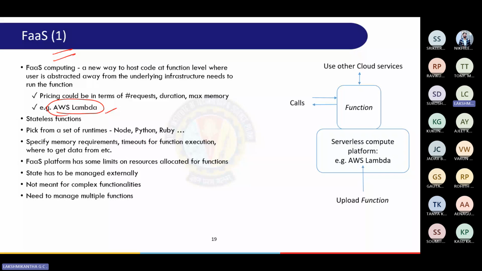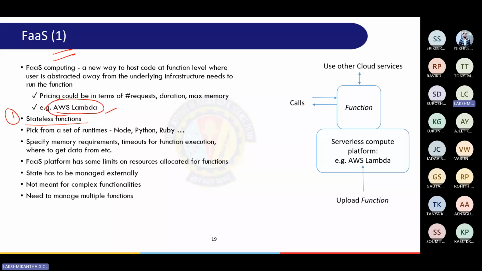Then what are the key characteristics of this? The very first key characteristic is stateless. I think everyone will agree with my point. FaaS functions are inherently stateless. The meaning of this is they cannot rely on data being preserved between one execution and the next. So this is the first key characteristic of FaaS.